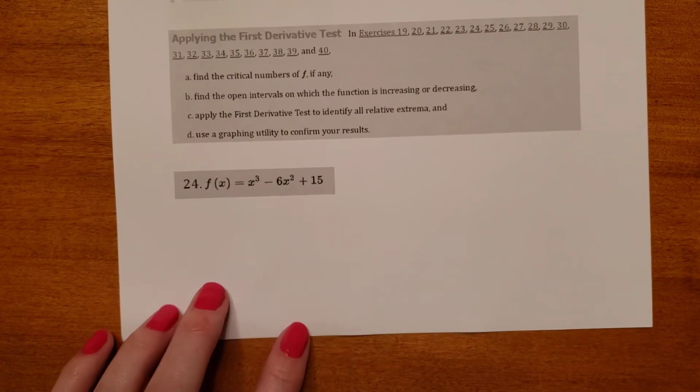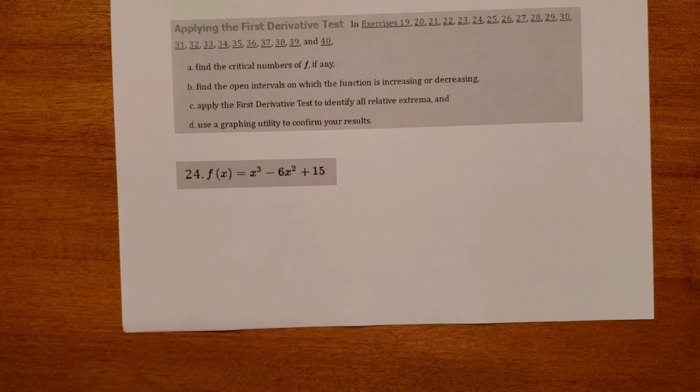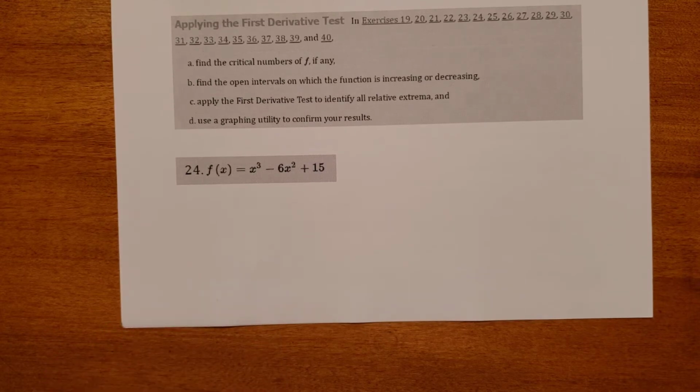Okay, so on the next one it says, find the critical numbers of f, if any, find the open intervals on which it's increasing or decreasing, then apply the first derivative test and identify all relative extrema. All right, so what we need to do on this one again is you take the derivative of it to start with. So we're going to want to take the derivative to find any critical numbers on it.